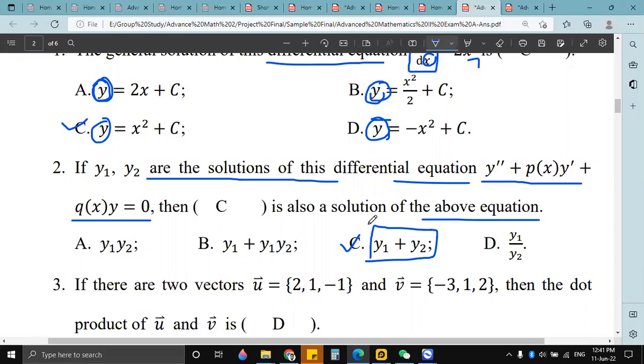Yes, can you understand? If y1 and y2 are solutions of this differential equation, then their linear combination will also be a solution. That means if we just add them, that will also be a solution. So this is a formula. That's why the answer is option C.